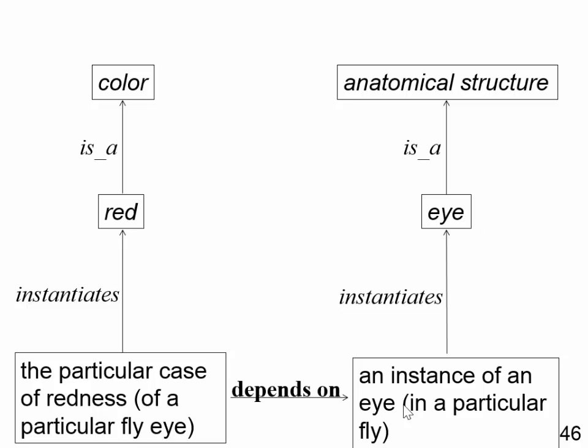So instances inherit through the taxonomical hierarchy of the ontology. And at the very top, we have independent continuant, which is the universal category in BFO to which anatomical structure belongs as a subtype. And we have quality, which is the BFO category to which color belongs as a subtype.